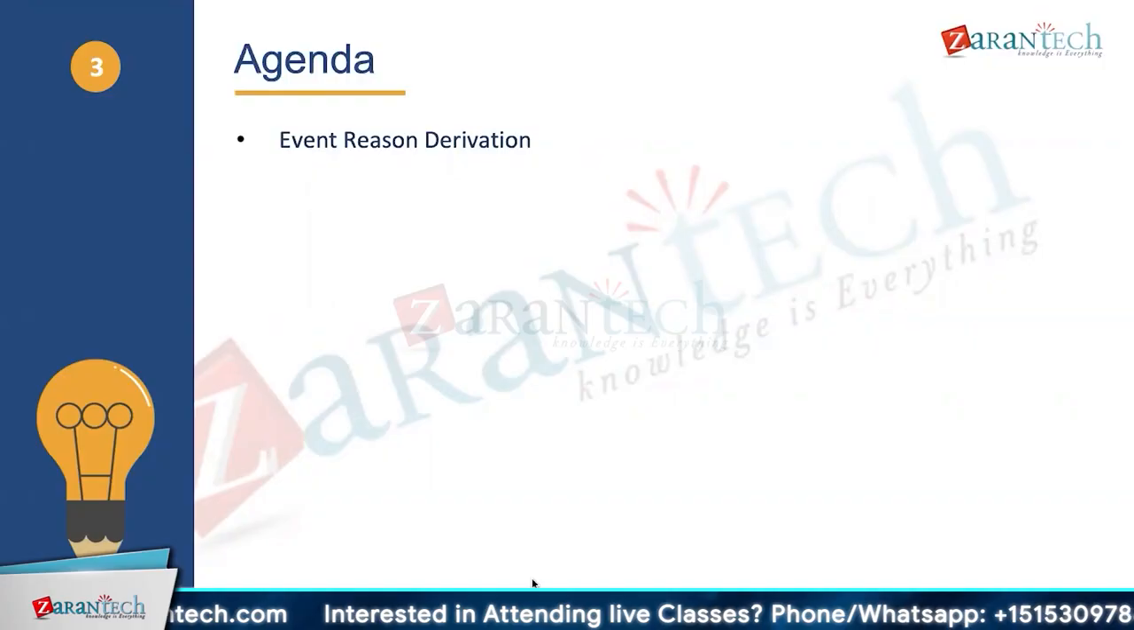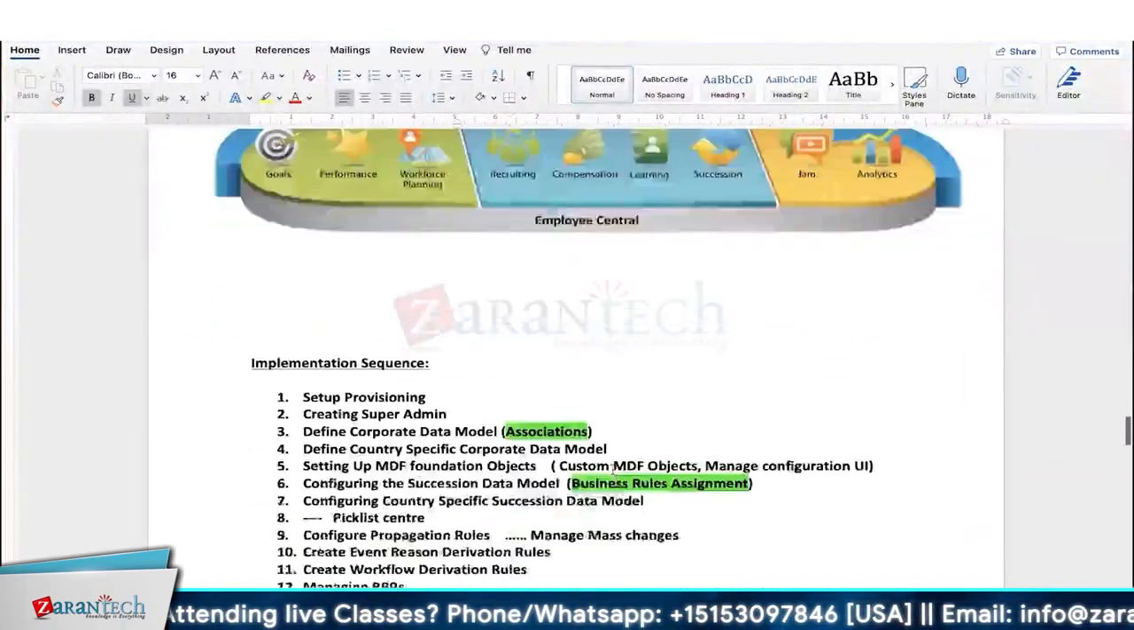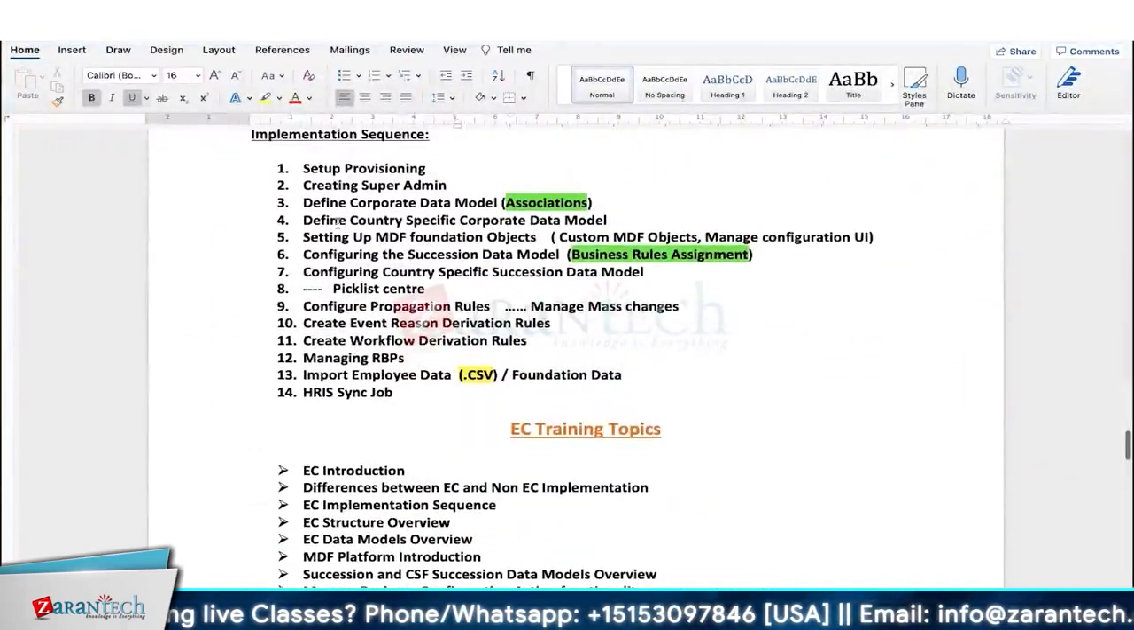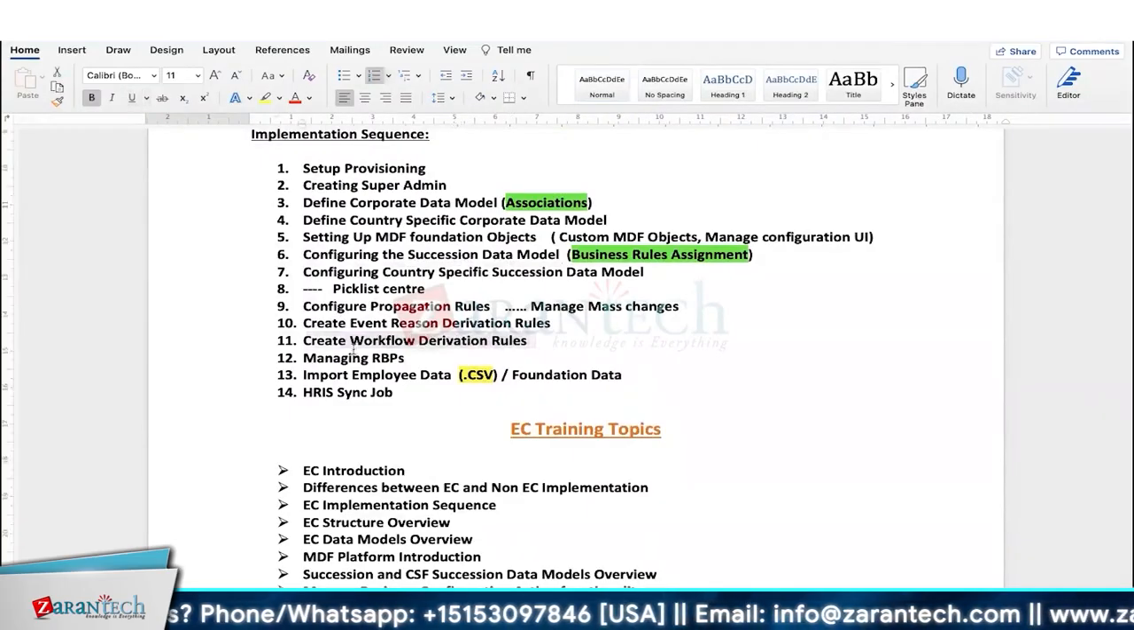Okay, so let me just show you the implementation sequence of steps document once again. Yeah, so here in the EC implementation sequence of steps, the standard 14-step process, this workflow derivation rule is what we have done. The similar concept is called the event reason derivation rule that we have. We have to look into this now.